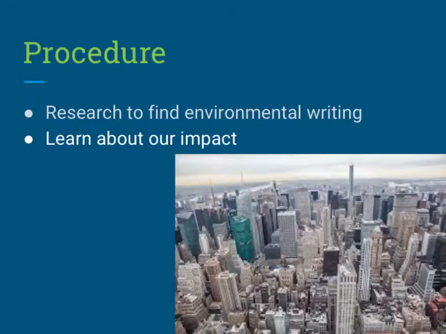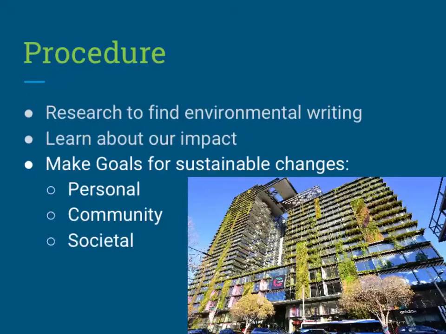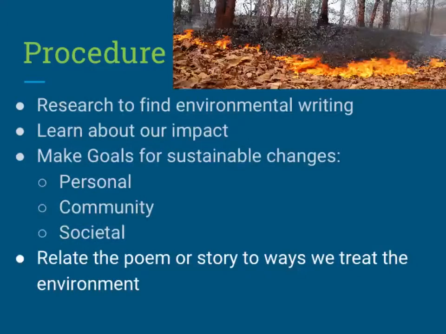Next, learn about our impact on the environment and make 3 goals for areas we could improve at different levels. Have these goals be sustainable changes that will reduce the negative impact we have on nature. Make 1 personal goal, 1 for your community, and 1 for society as a whole. Lastly, relate your poem or story choice with how we are treating the environment.